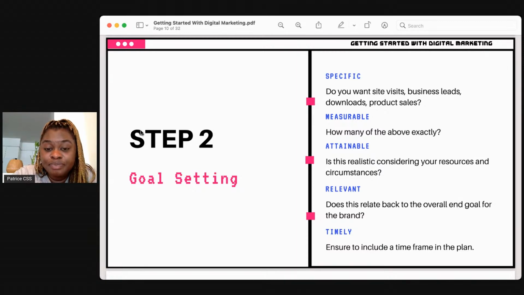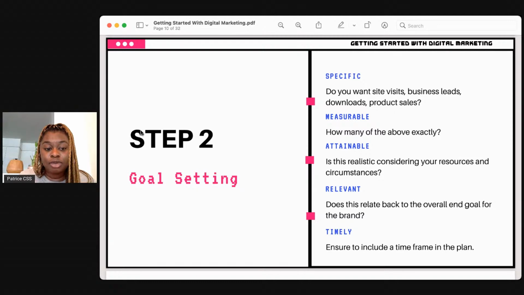what the goal is. Now, once you've done that, you can put a number to it. How many of the above exactly? So if you said you want business leads, how many leads? You want product sales? How many sales? Site visits? How many? Views? How many? Until you know how many, you're not going to know whether or not you succeeded.